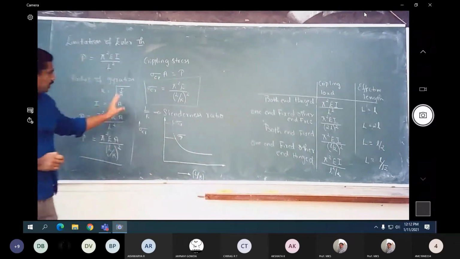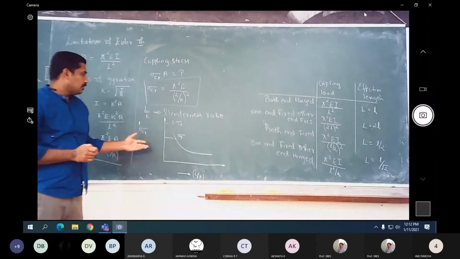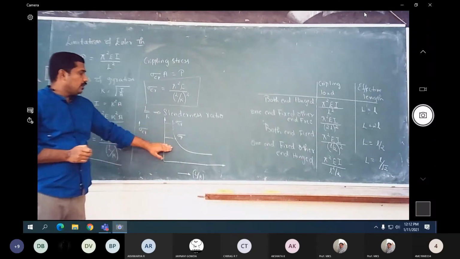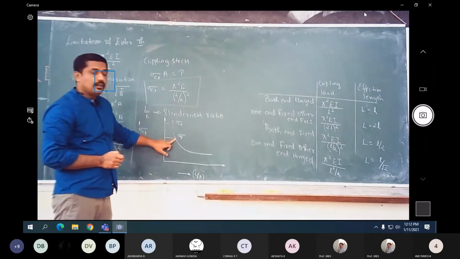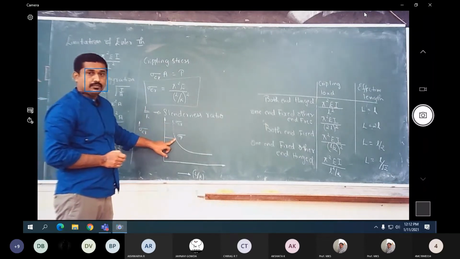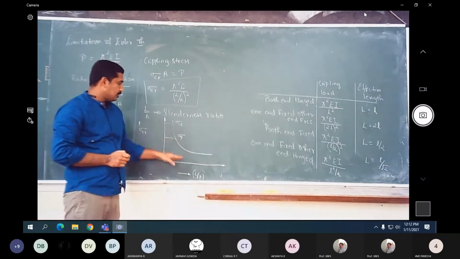It is also asked in two papers. If it is asked for 5 to 6 marks, you need to draw this graph, show the crippling load, the proportionality stress and the crippling stress in the graph, and explain this graph.